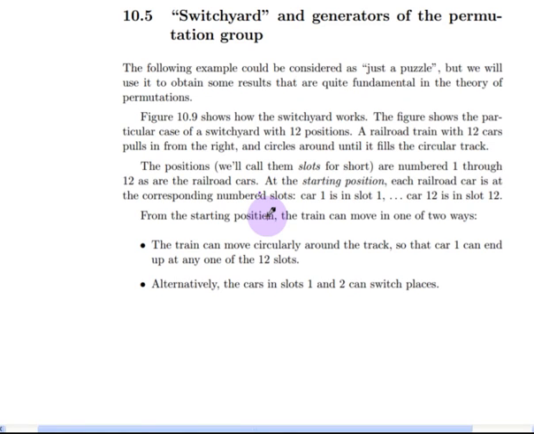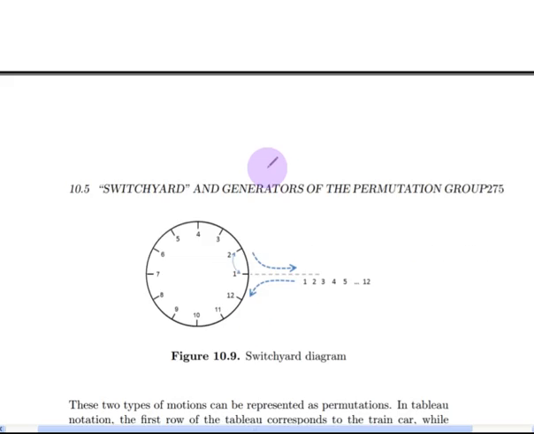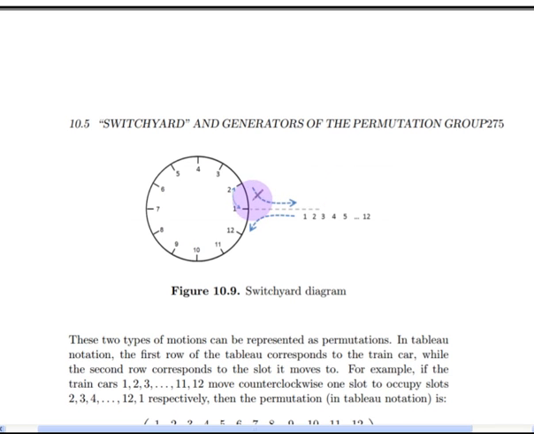Okay, now this section talks about a little puzzle that involves permutations. But in fact, it's going to help us understand some fundamental ideas about permutations, in particular how they relate to two cycles. All right, so here's the picture. In this case, I have a 12-car switchyard. So here's the train. The train has 12 cars. It comes into the switchyard and fills up the 12 positions.